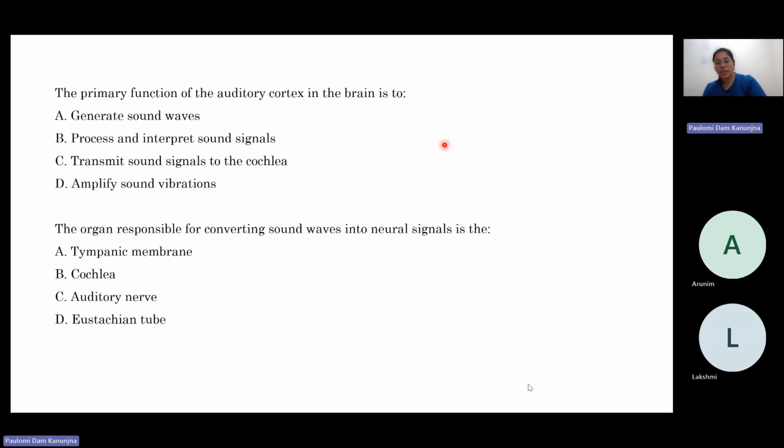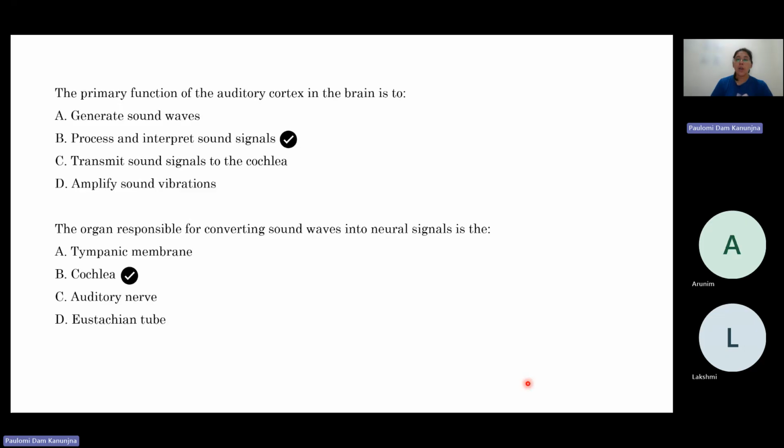Okay, let me give you the answer. So it's B for both. The first one is that the auditory cortex, which is present in the temporal lobe in the brain, is the ultimate interpretation center. It gets all the information from the auditory nerves, and they process and interpret the sound signal. When I say interpret, I basically mean decoding the sound in terms of its pitch, its amplitude, and its location. Then perception and giving the responses.